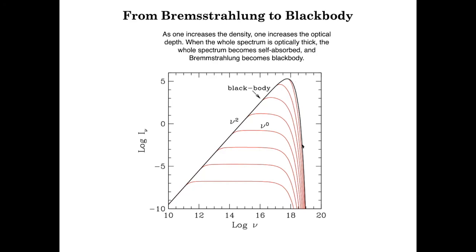Note that the Bremsstrahlung depends on the density, but the black body does not. This is because, again, the spectrum is optically thick. So you receive radiation from only the last mean free path. And the absorption decreases as the density increases, but so does the emissivity.